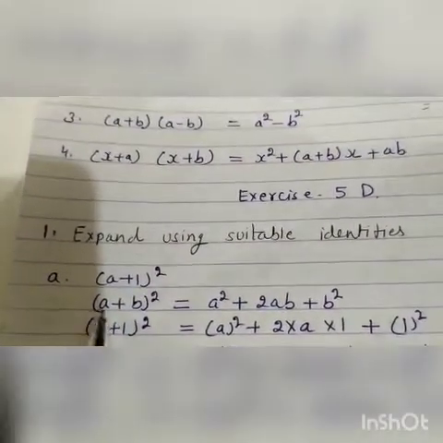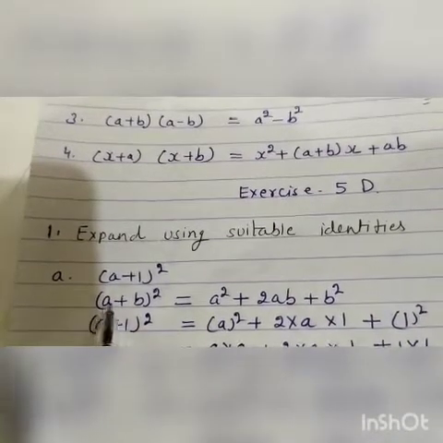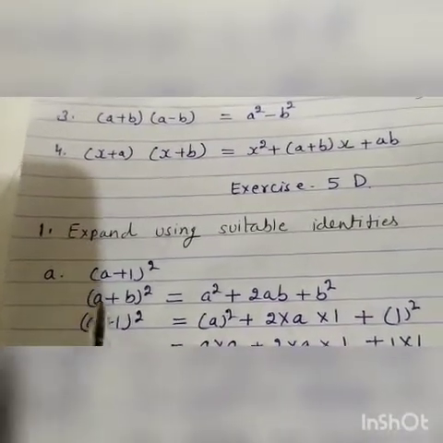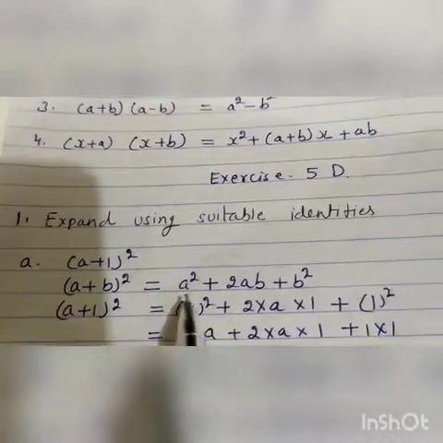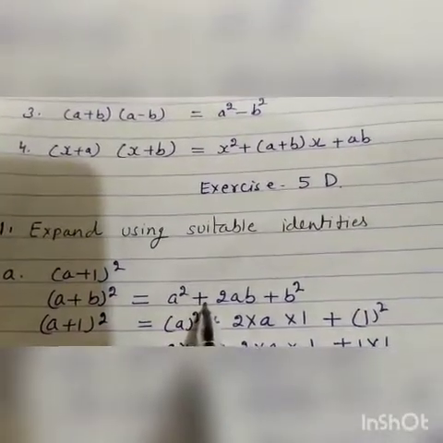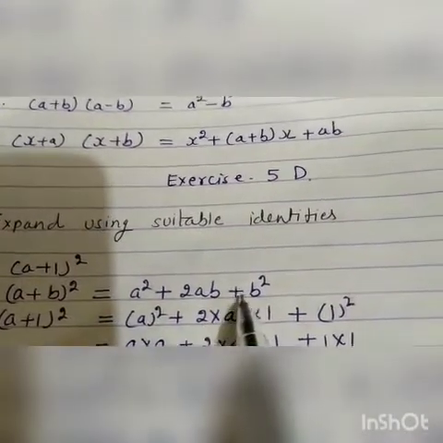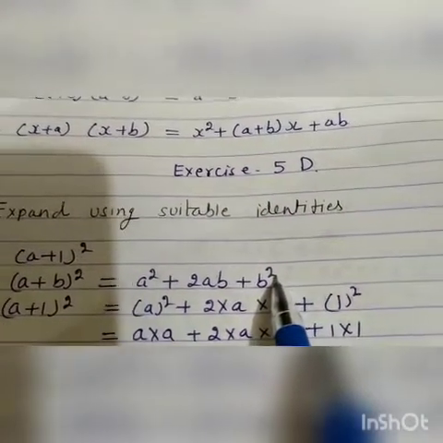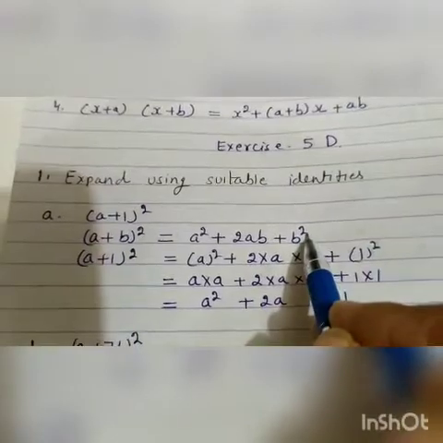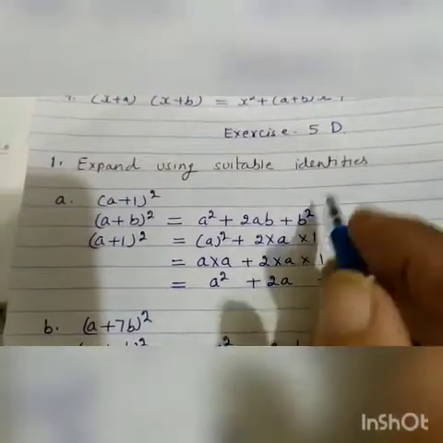We can read this identity like this also. First term plus second term whole square is equal to first term square plus 2 multiply first term multiply second term plus second term whole square. I think it will be easy to learn.